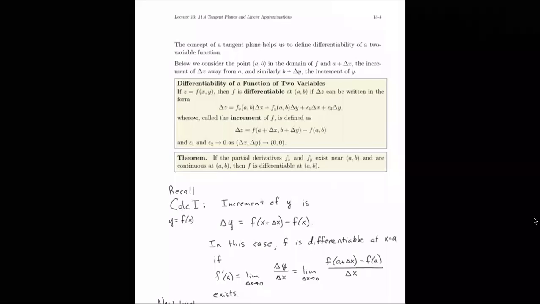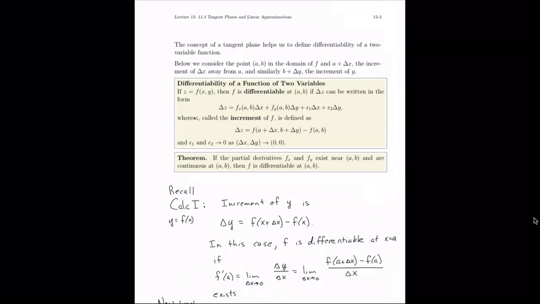So in the second half of section 11.4, we look more closely at linear approximations and particularly the increment of variables z and x and y and the differentials of x, y, and z as well. So this concept will help us to define differentiability of a function of two variables, and it'll give us a better idea of how to use these approximations, and it'll also allow us to put bounds on errors for these approximations as well. And we'll see at least one application problem that deals with something similar to that.